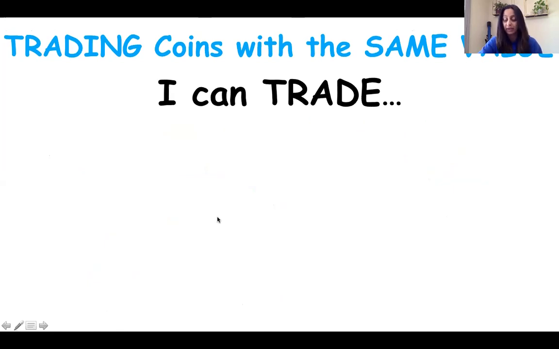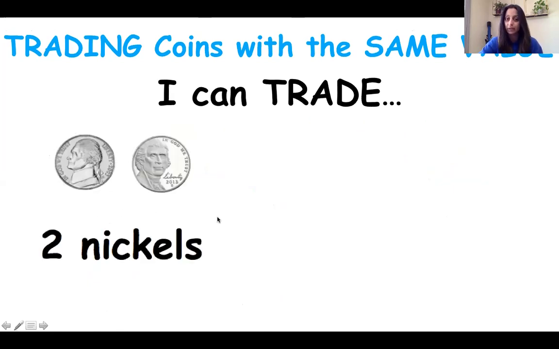Another way we can trade is 2 nickels. If you ever find that you have 2 nickels, what's the value of 2 nickels? Let's count. 5 cents, 10 cents. 2 nickels equals 10 cents. Can you think of a coin all by itself that equals 10 cents that we could trade these 2 nickels for? Pause the video and shout out your answer now.